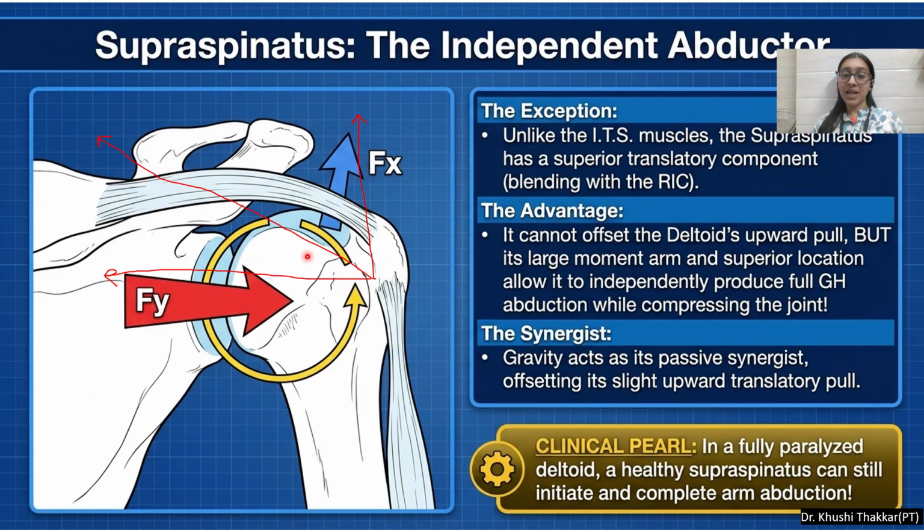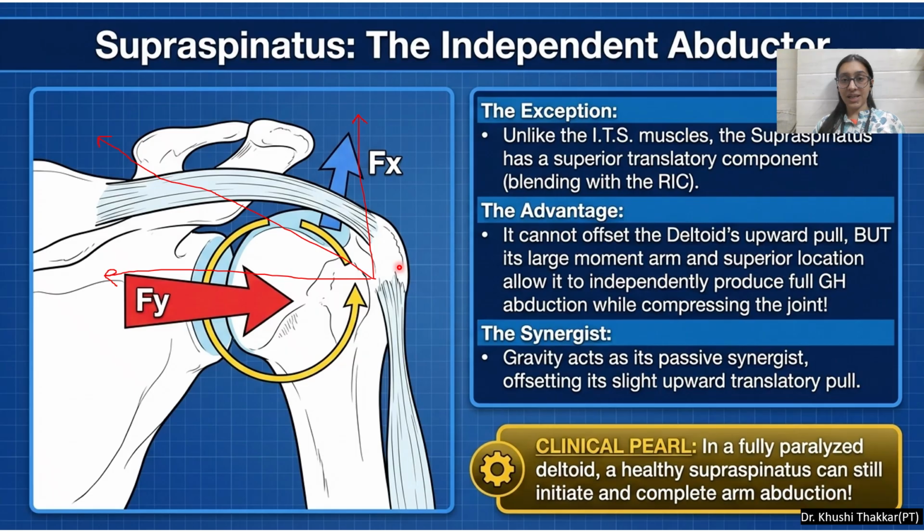Therefore, supraspinatus can independently rotate without help of any other muscles, as opposed to the case of deltoid, which needs rotator cuff muscles, that is ITS muscles, to prevent its superiorly translatory pull. That is why supraspinatus is called an independent abductor. The advantage is that it of course cannot offset the deltoid's upward pull, but it has a large moment arm because the insertion rides, so supraspinatus muscle rides over the head of the humerus. Now this causes a large distance to span from the joint axis till its insertion.